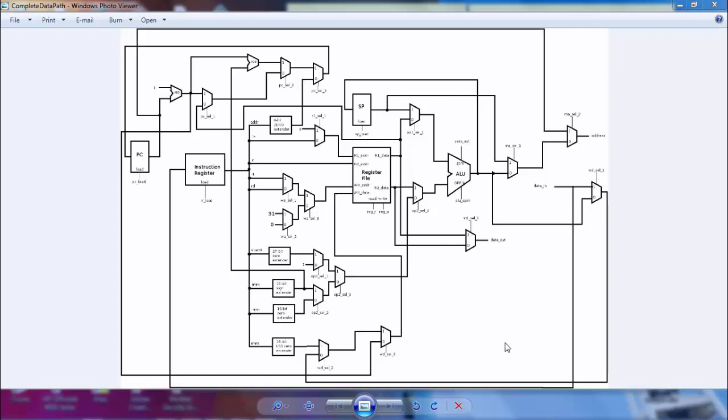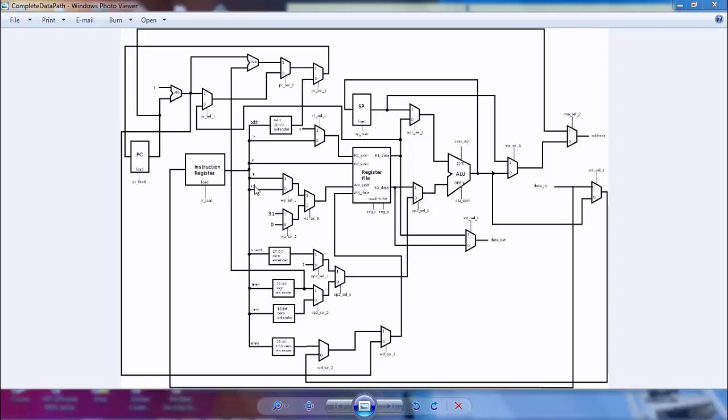Let's look at this data path and try to figure out what the control signals coming out of the controller are, which control the data flow through the different components of this whole logic circuit, the data path part of the processor. So we can see there is a bunch of control signals here.